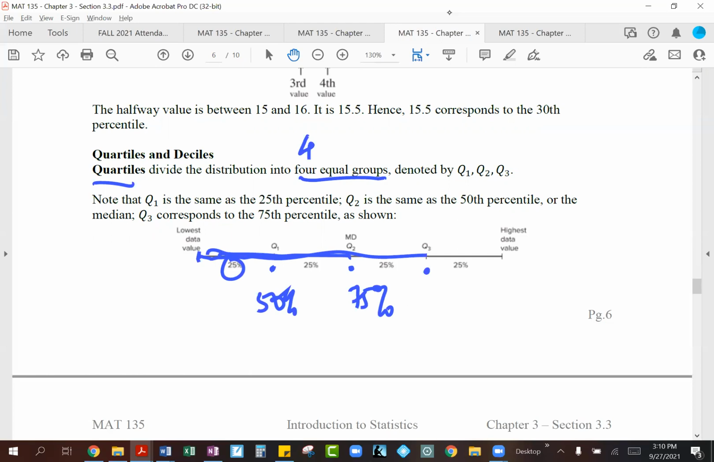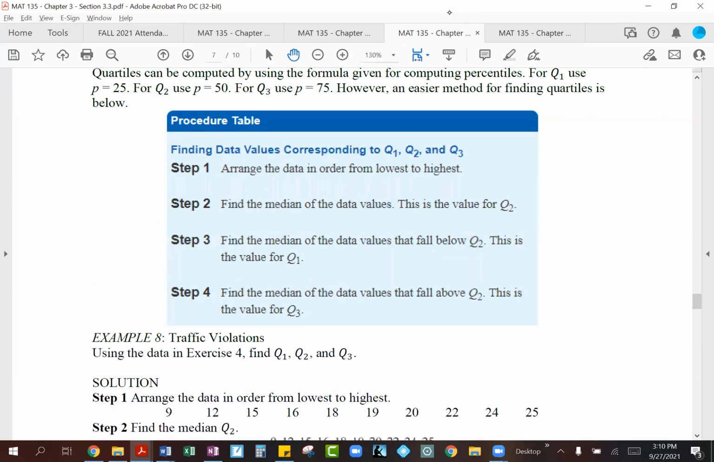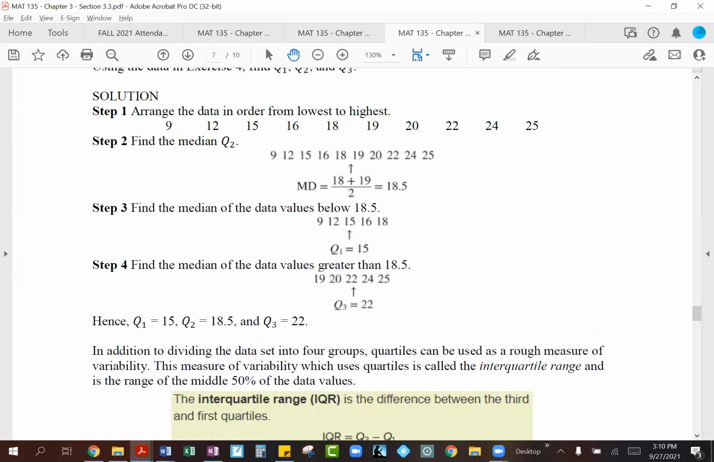25%, 50%, 75%, and then you're at 100% limit for that last quarter. So quartiles are when you break your data set into 4 equal parts. And again, they kind of walk you through the procedure over here.